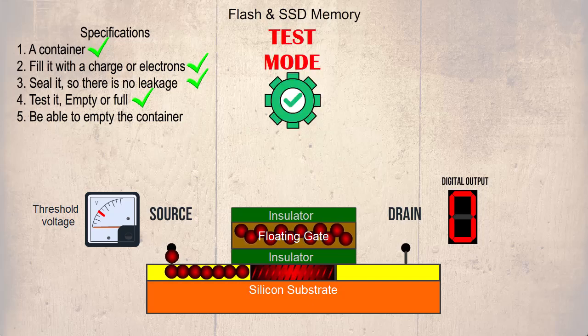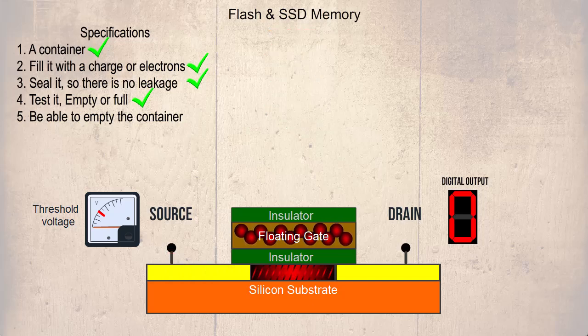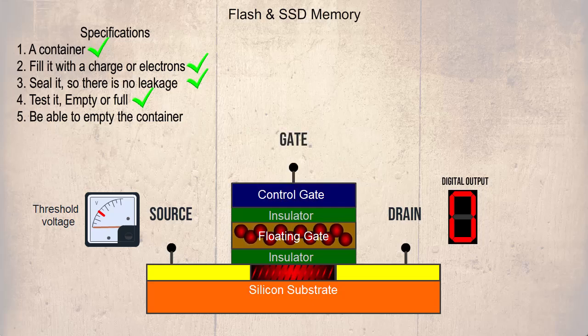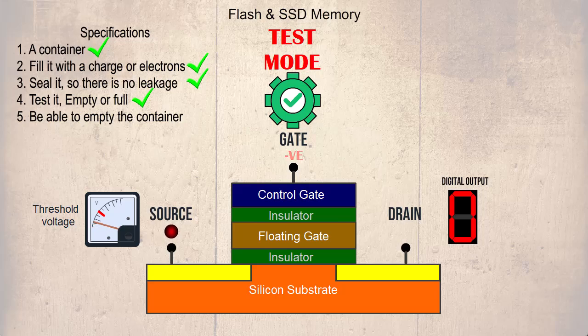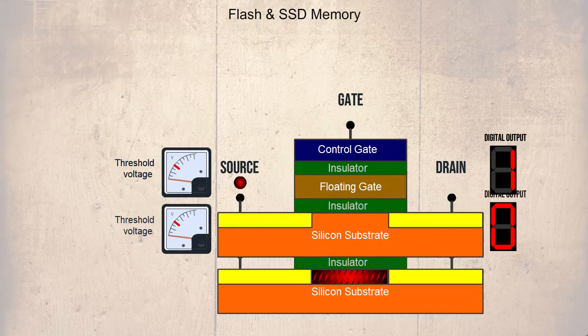We need just one more component to complete our MOSFET, and that is the control gate. When a high negative voltage is applied to the control gate, the electrons in the floating gate are repelled back into the silicon substrate. Now when we rerun the test using the threshold voltage, there is once again a clear path from the source to the drain, which results in digital 1.